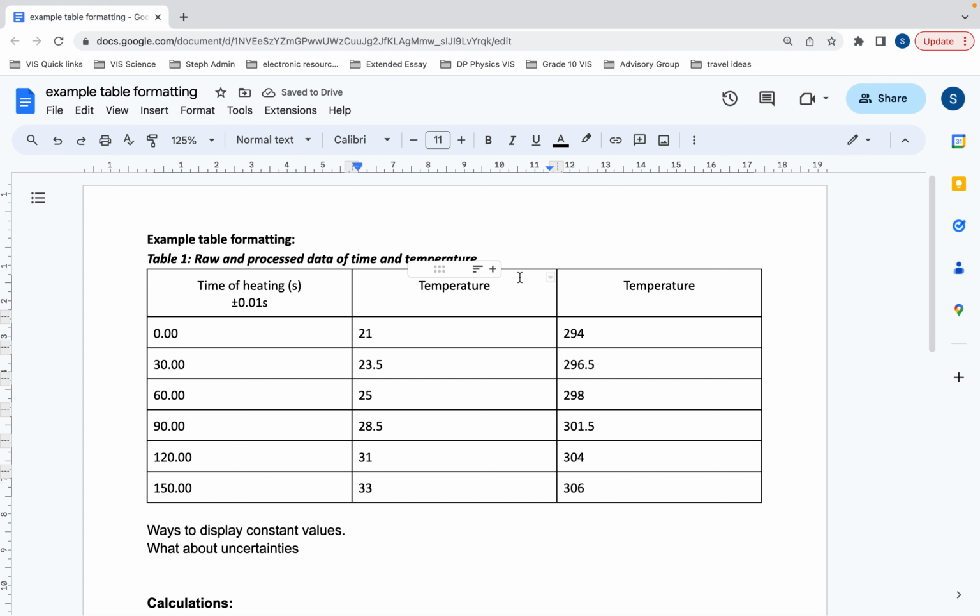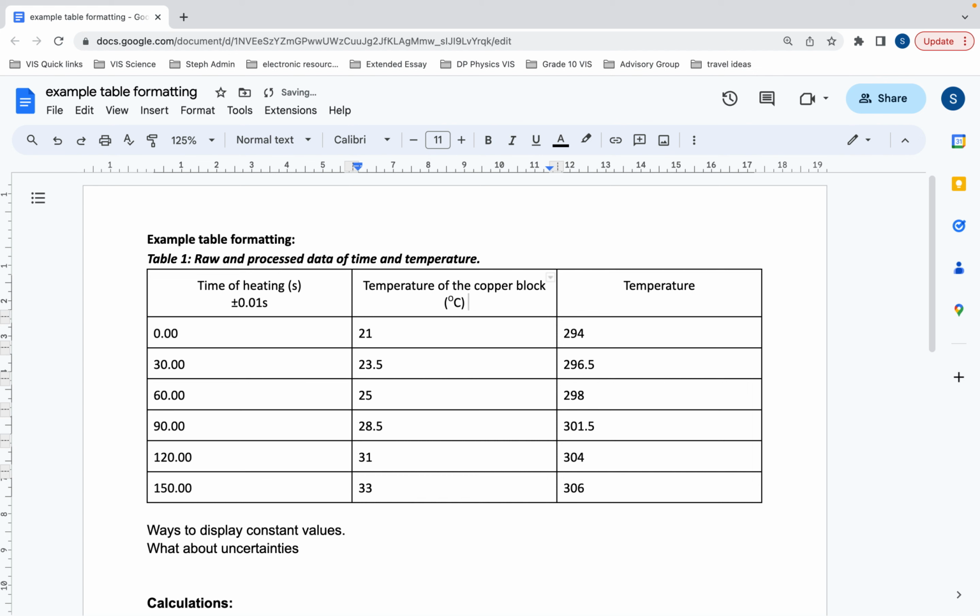So again, we then come on to temperature. We're going to do the same thing. We're going to talk about temperature of what? So the temperature of, let's say, the copper block, and that was measured in degrees Celsius. So I'm going to just have, sorry, I pressed the wrong button there. Let's just go, there we go, degrees Celsius.